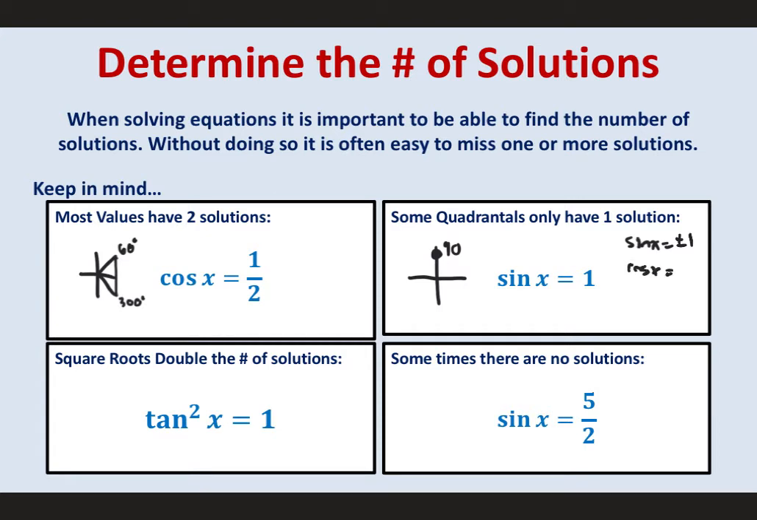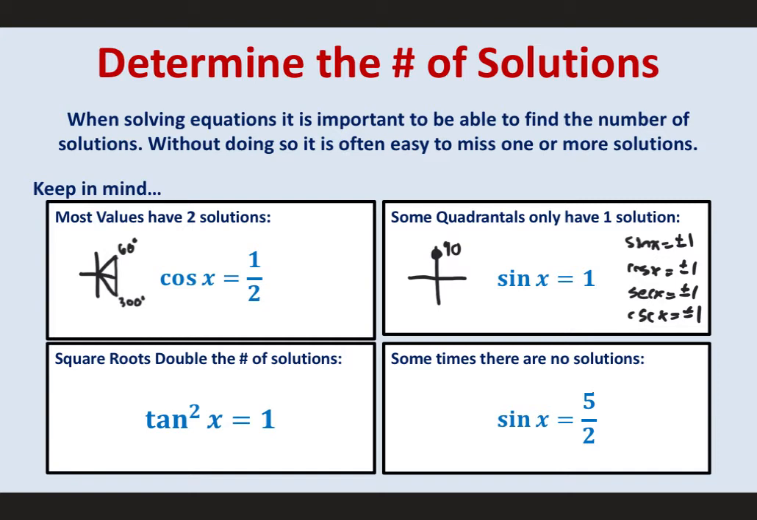Cosine of x equals plus or minus 1. Secant of x equals plus or minus 1. And cosecant of x equals plus or minus 1. These are the ones that only have one solution. Cosecant only equals 1 at one spot. And so keeping that in mind is really helpful.